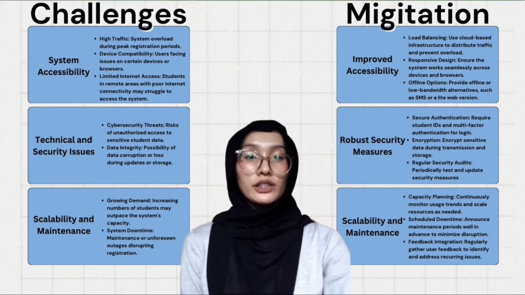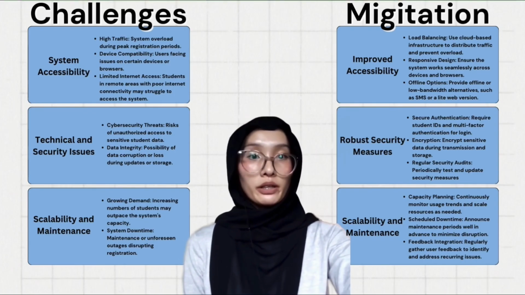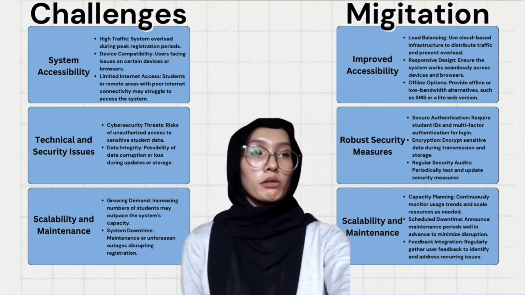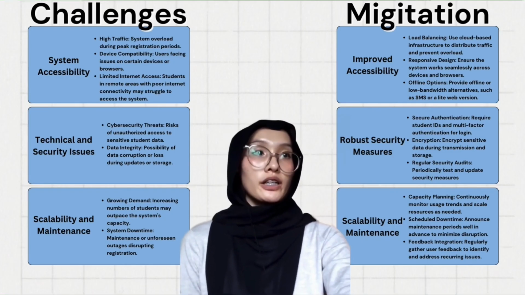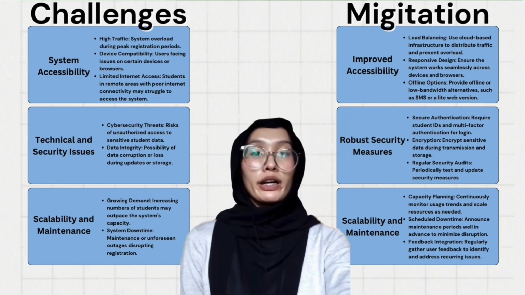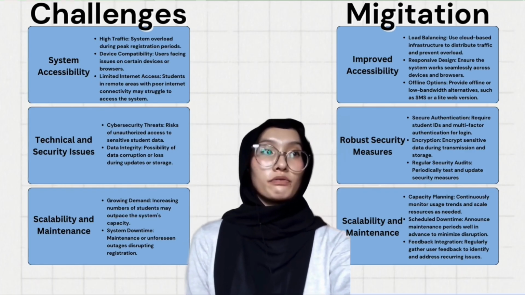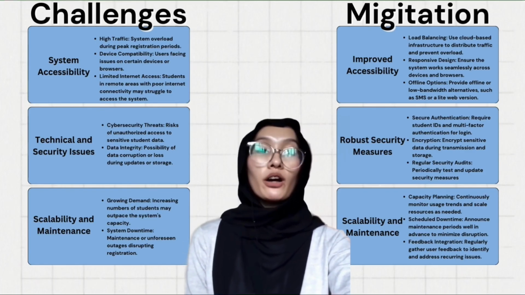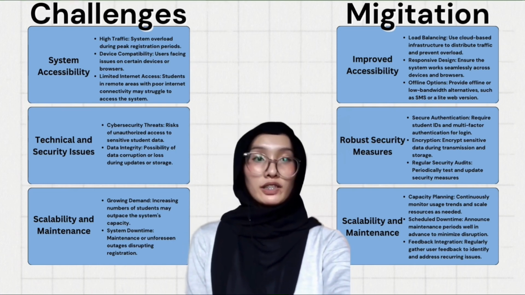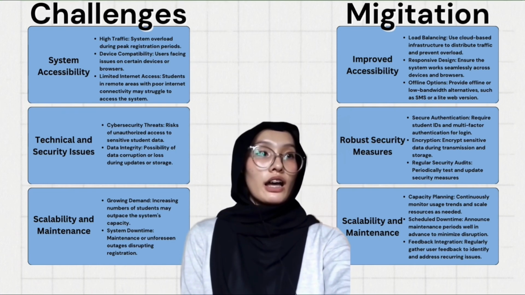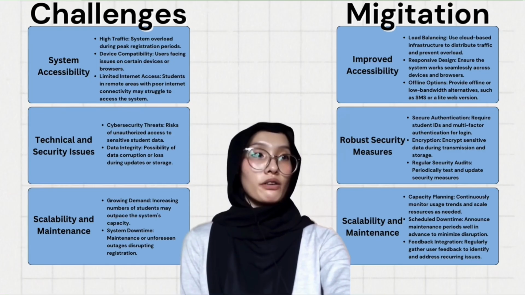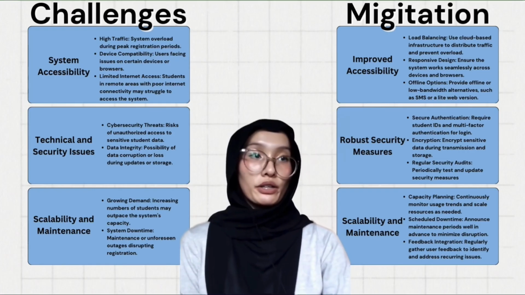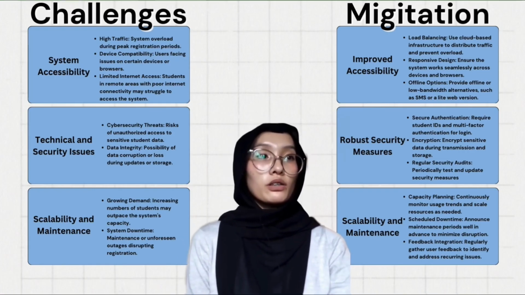In order to overcome these challenges, there are also three mitigations available, which include improved accessibility, robust security measures, and scalability and maintenance as well. For improved accessibility, these include load balancing, whereby we use cloud-based infrastructure to distribute traffic and prevent overload. The second one would be responsive design, which ensures the system works seamlessly across devices and browsers. And the third one is offline options, which provide offline or low bandwidth alternatives such as SMS or light web versions.